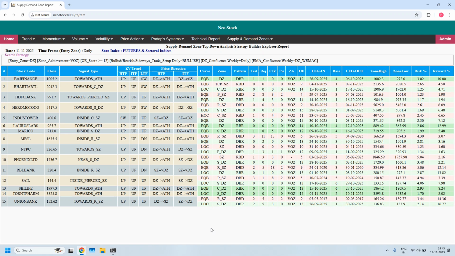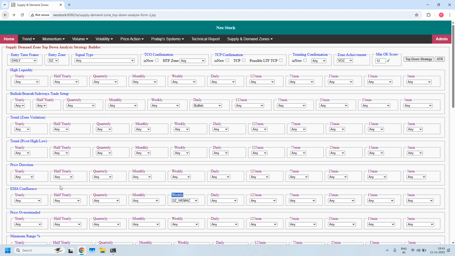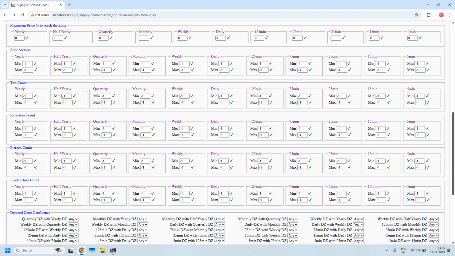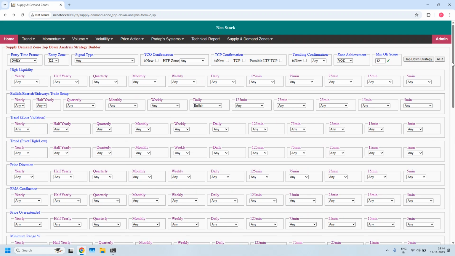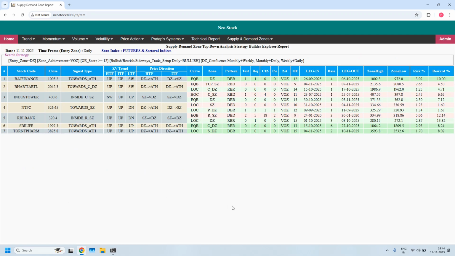Okay, next let us filter high liquidity, high probability, daily demand zones based on the second strategy. Removing ITF filter. In the demand zone confluence, as a first step, we should apply 3 filters. That is daily and weekly, daily and monthly, weekly and monthly demand zone confluence. This is the first step as per the second strategy. So we got 7 stocks.